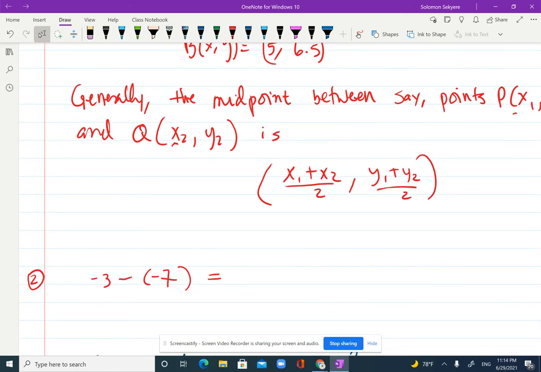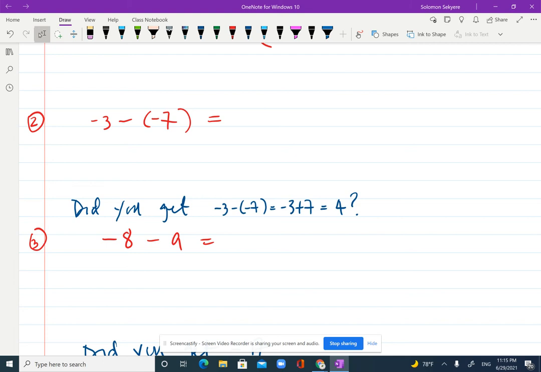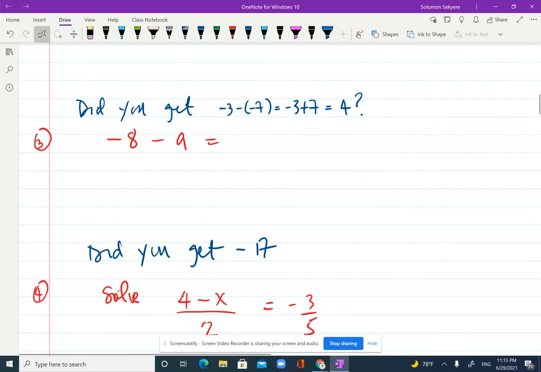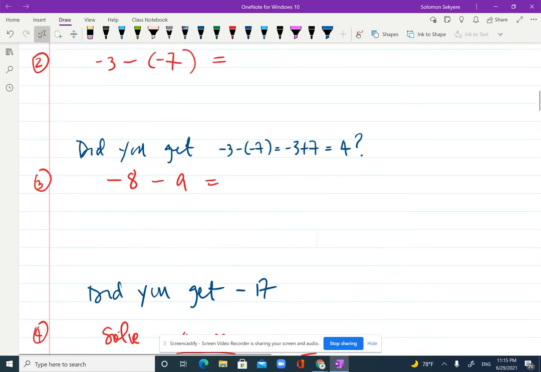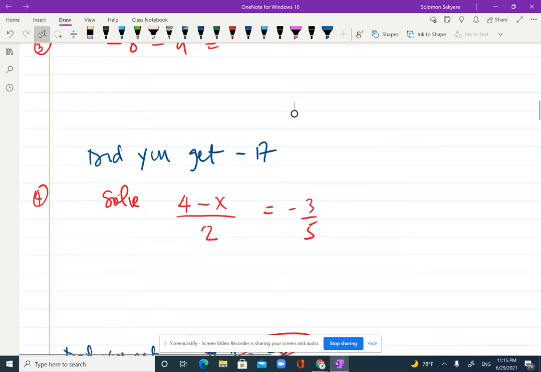Can you do this integer addition? What is -3 minus -7? Do it real quick. Check the answer. This is going to be -3 minus -7, -3 plus 7 equals 4. And also we have -8 minus -9, try it first, should give you -17.